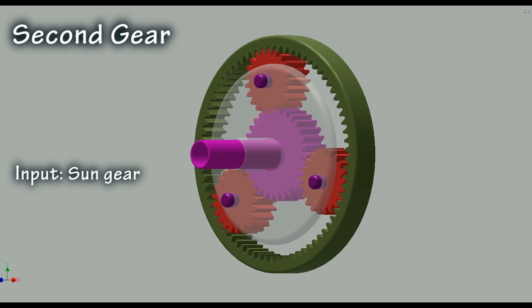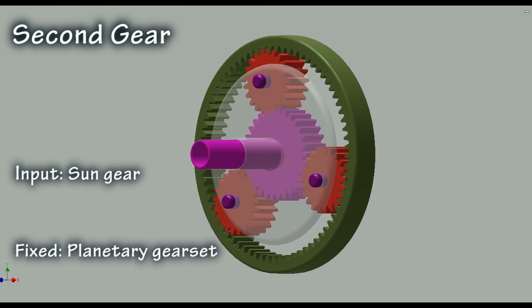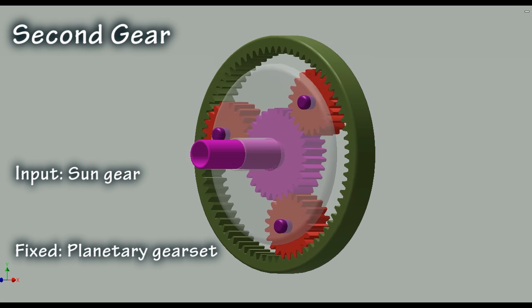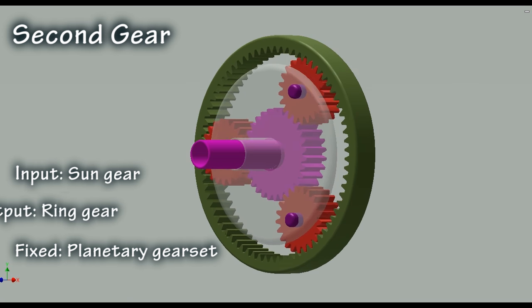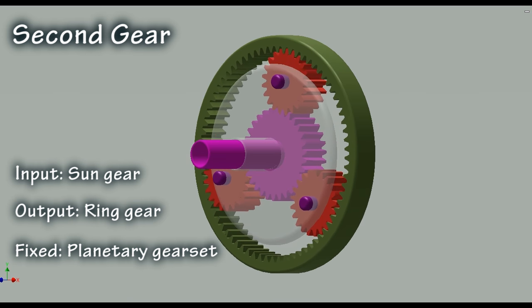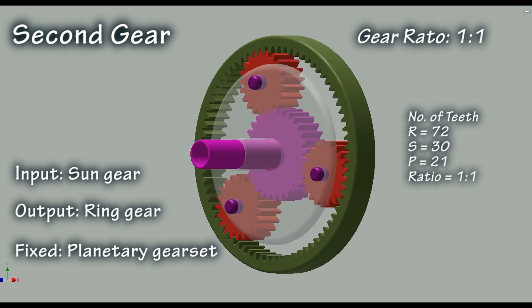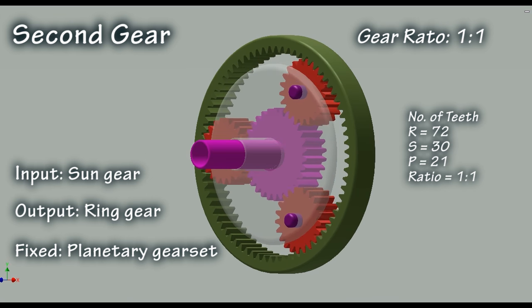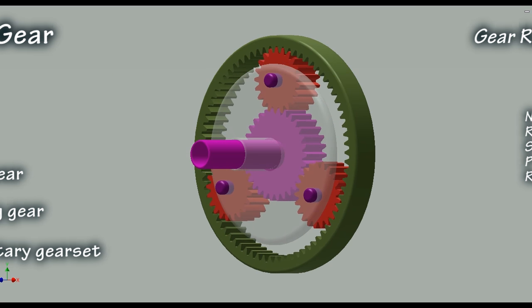In second gear, the sun gear is driven by the torque converter. All the parts of the planetary gear set are held stationary, and the ring gear is connected to the output and drives the wheels of the car. Thus, a gear ratio of 1:1 is obtained, and the output speed is equal to the input speed.